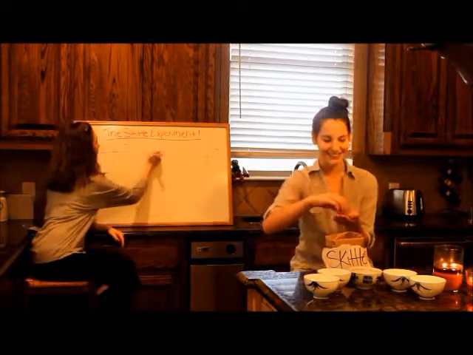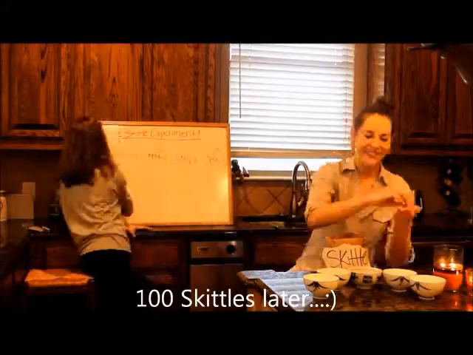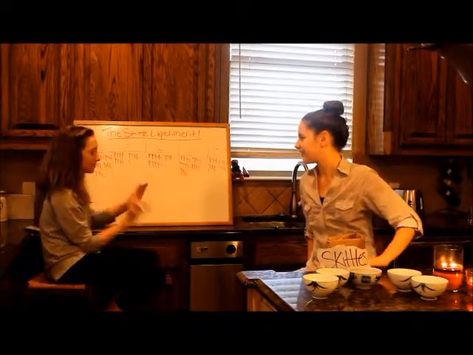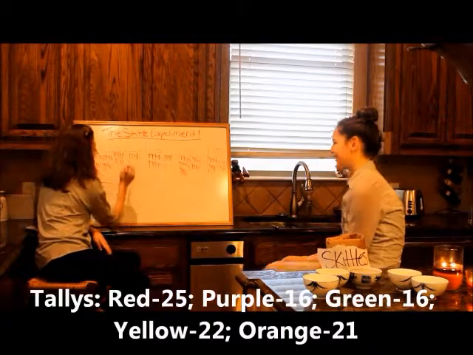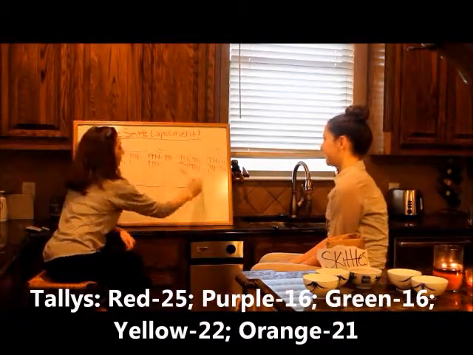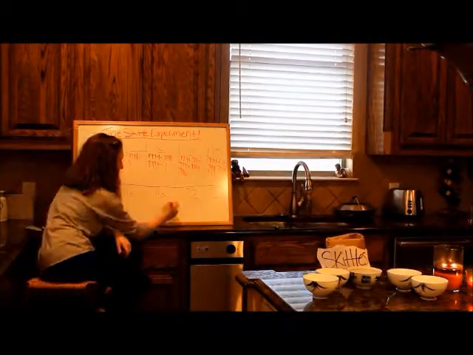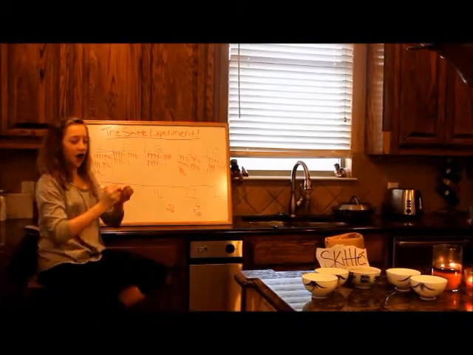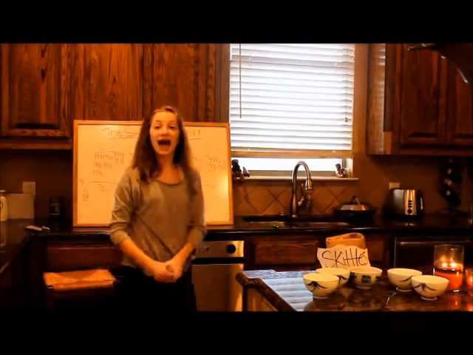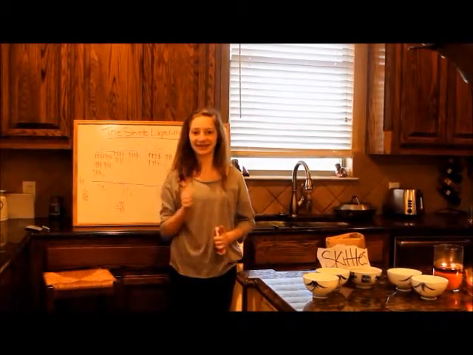Green, yellow, purple. Okay, and that should bring our total up to 100. And just in case, let's count. And 100. All right, and now it's time to finish step 2, experimental probability.